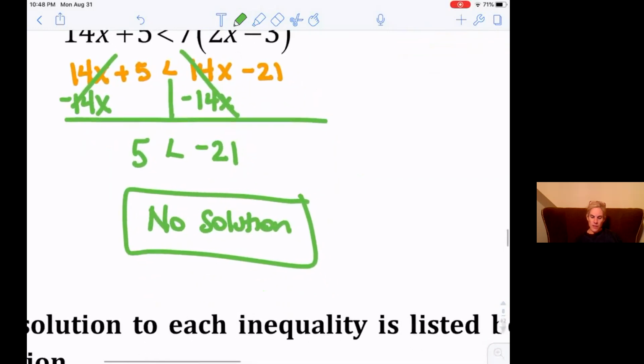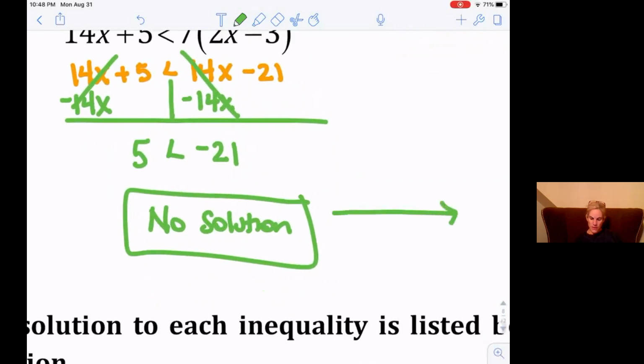If you were graphing this, you can put a graph, put 0 on there, but don't have anything filled on your graph. This would be no solution.